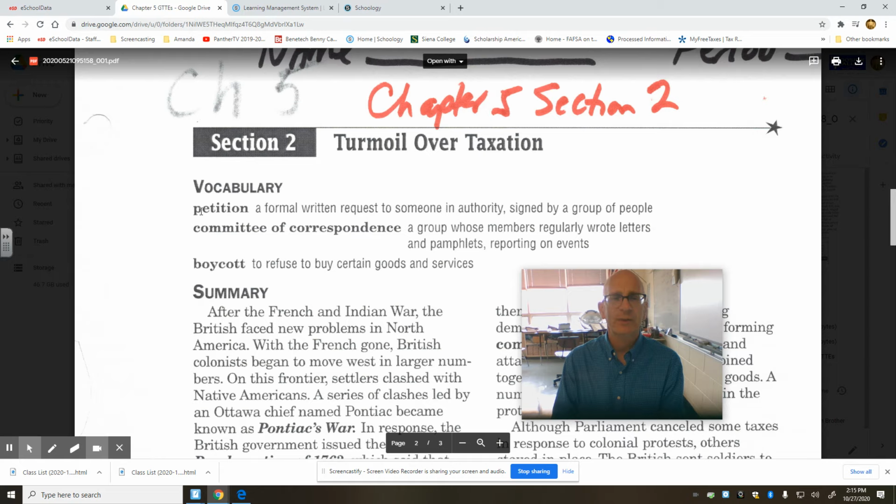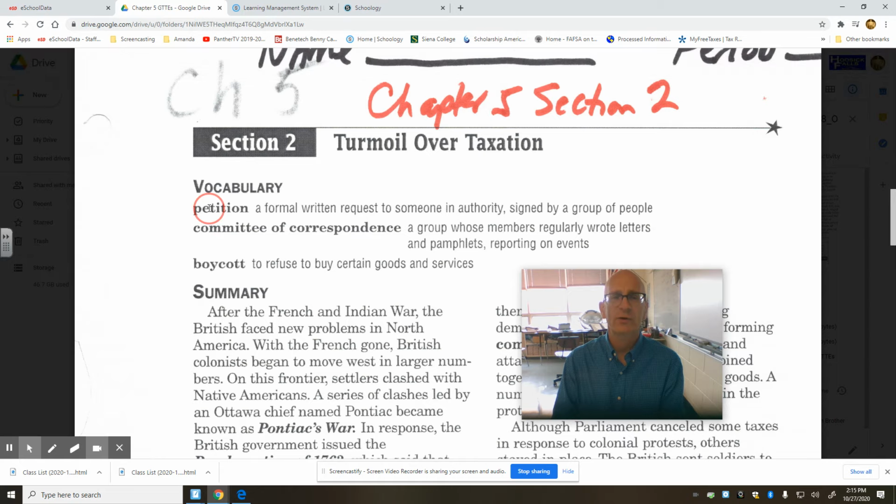Let's look at the 3 that appear. We'll start with the term petition. Petition is a formal request to someone in authority that is signed by a group of people. A formal written request to someone in authority signed by a group of people.